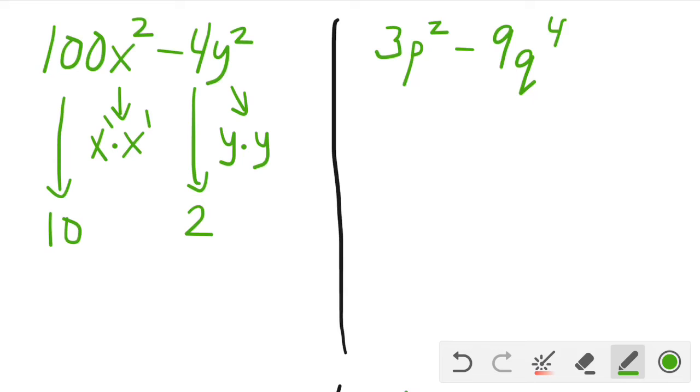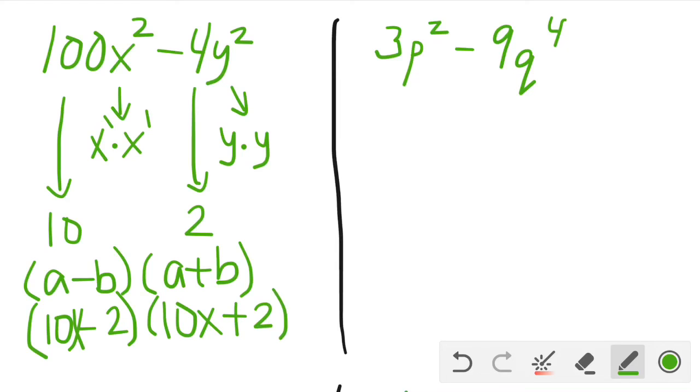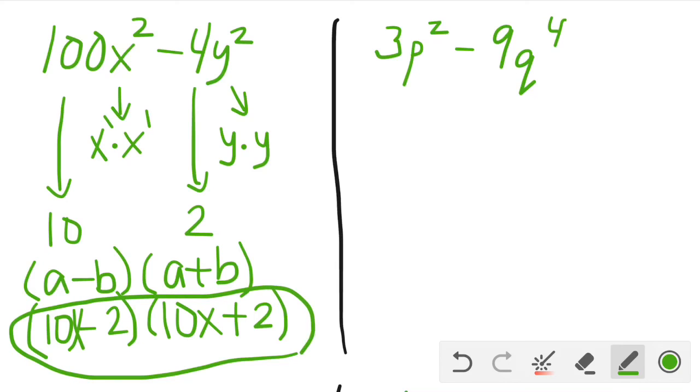Now we can write our factors down, remembering that it's in the form of a minus b multiplied by a plus b. In this case, your a represents 10x and the b represents a 2. Oops, we forgot the x. So we'll have 10x minus 2, and on the other hand, 10x plus 2. And here are the factors of the given difference of two squares. Again, you can always check by multiplying them back to be sure that you have factored correctly.